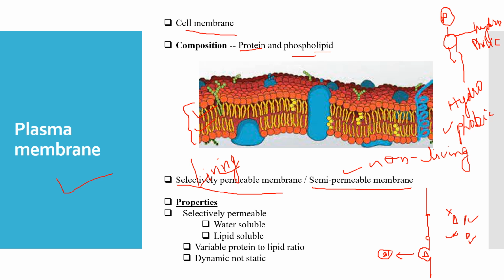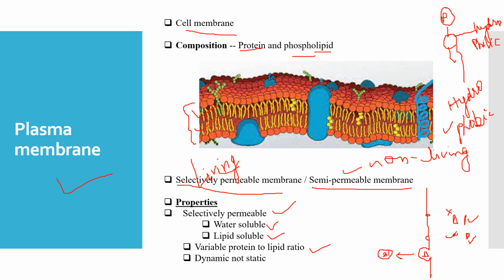So next is properties. The plasma membrane should have three important properties. First, selectively permeable, meaning the plasma membrane allows the entry of selective substances, but these selective substances can be water soluble or lipid soluble. Next is variable protein to lipid ratio, meaning there should be variability or change in the protein to lipid ratio. And third, the plasma membrane should be dynamic, not static.